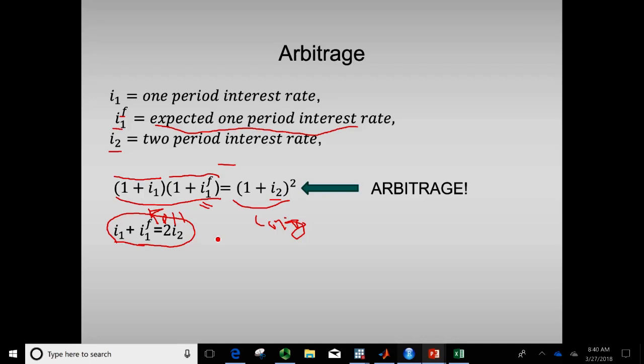So what I'm going to do now is take this equation that I have derived from my arbitrage equation, and solve it for I₂. Here it is. So I solved this for I₂. So remember what my yield curve is going to be.